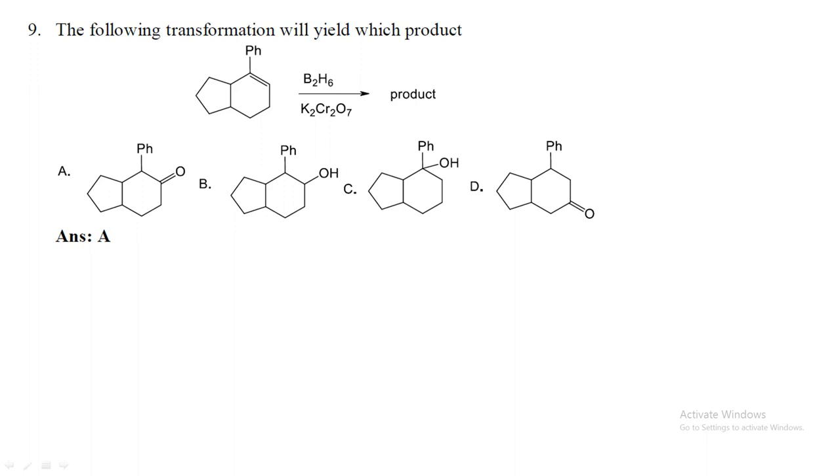Yeah, so this is the next problem, and here you can see B2H6, which is nothing but the dimer of the borane BH3 I have discussed earlier. In the same way we can solve this problem. So let's start. B2H6 is nothing but the dimer of BH3, so you can easily consider it as BH3.